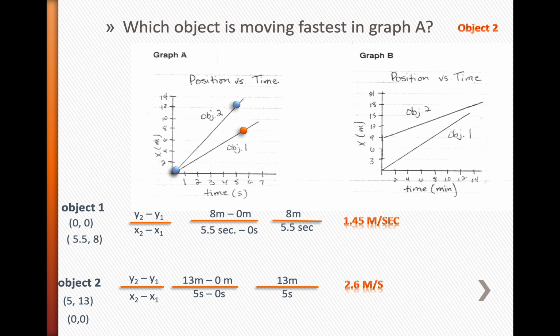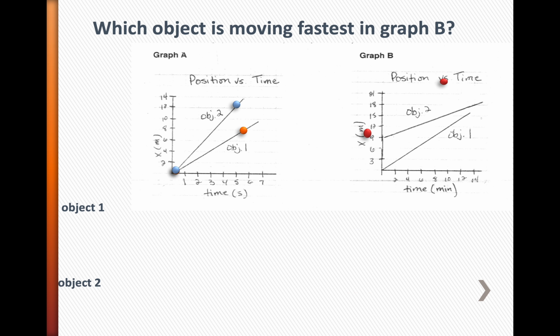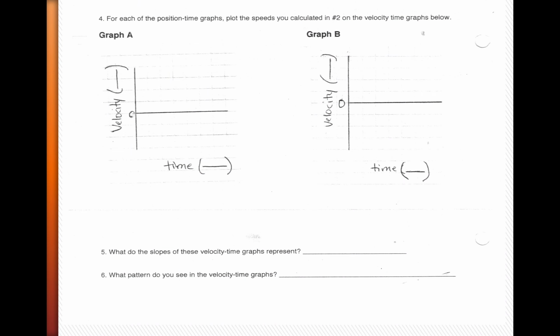Now let's take a look over here for graph B. We do the same thing. If you look, object 1 here is the same as it was in the first graph, but object 2 is not. So object 2 would end up being less steep, by the way. Now, for position time graphs, we would want to think about velocity time graphs coming from those.